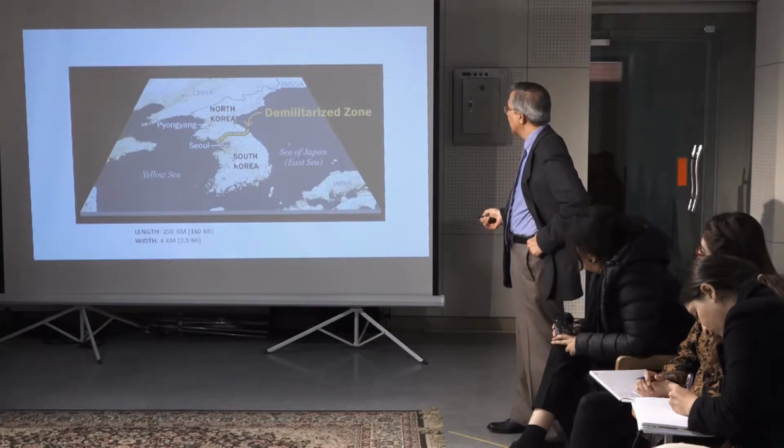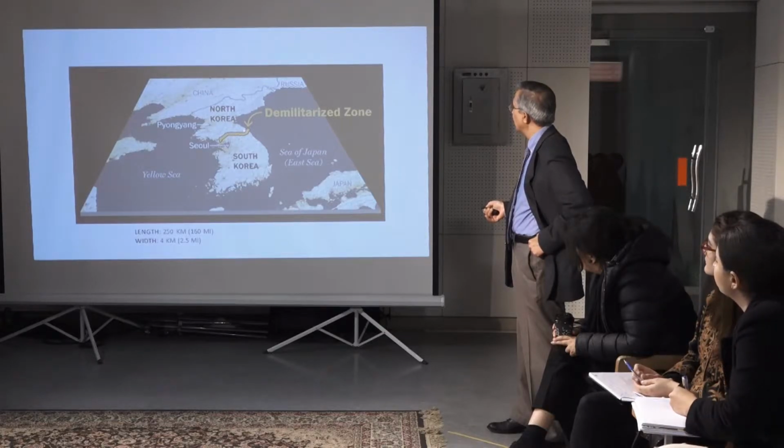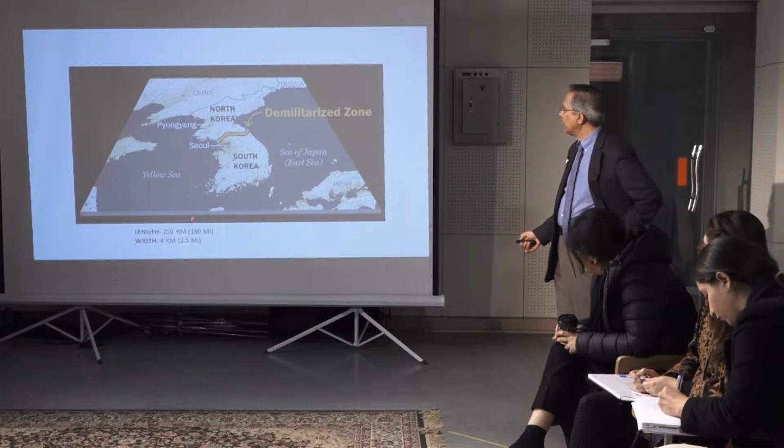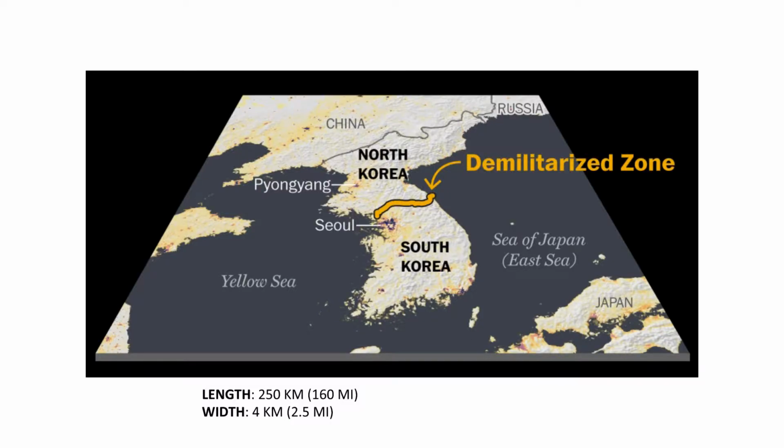So this is the Korean Peninsula, and this is the 38th parallel, which is also referred to as the demilitarized zone, or the DMZ. It's the demilitarized zone. The length is 250 kilometers like this, and its width is 4 kilometers. There is a village of Panmunjom where talks take place between North and South Korea, and it is located in the DMZ. The DMZ passes through the table. The South Koreans sit on this side and the North Koreans sit on this side.